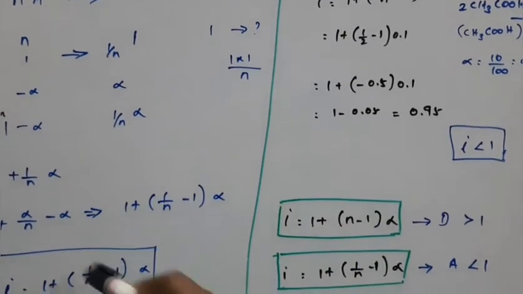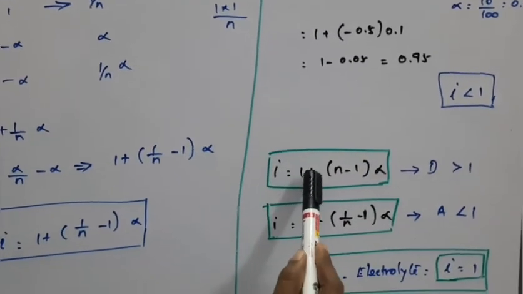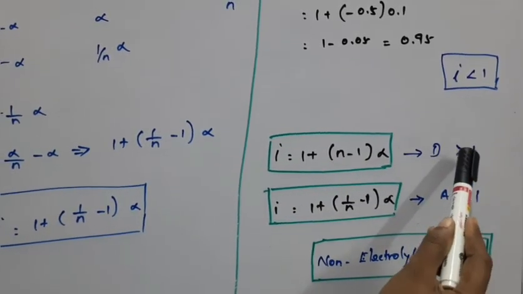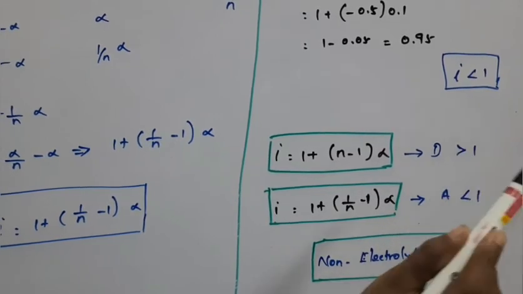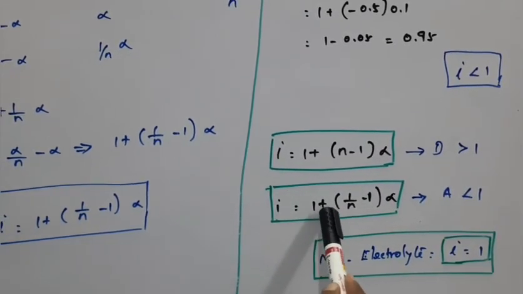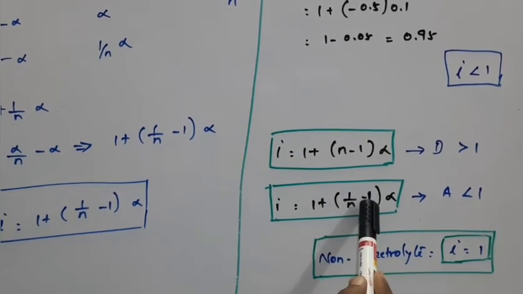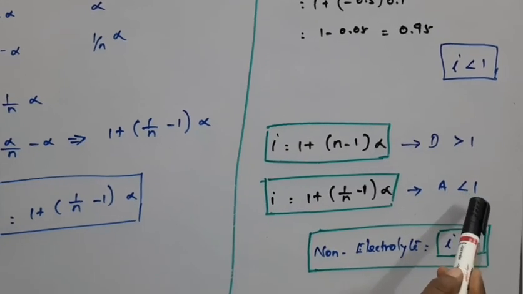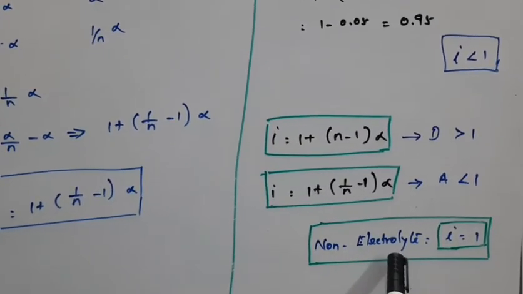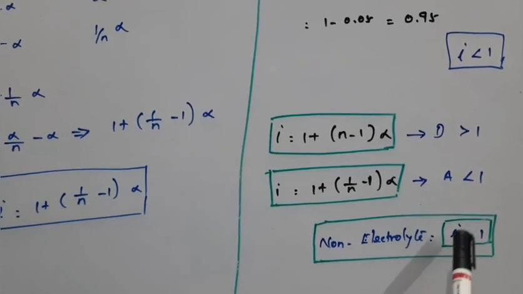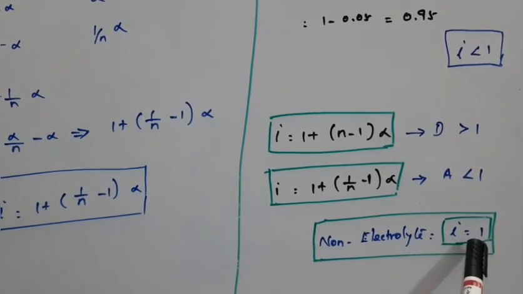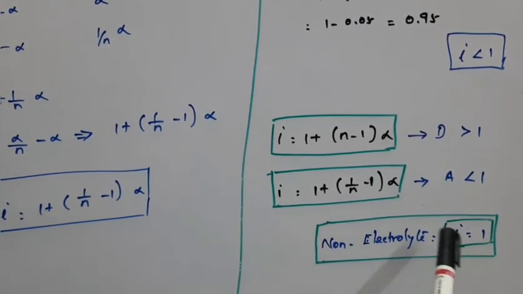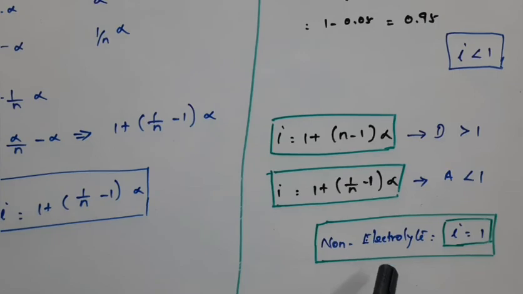Okay, so to sum up: i equal to 1 plus (n minus 1) into alpha for dissociation, where the i value becomes greater than 1. And i equal to 1 plus (1 by n minus 1) into alpha for association, where the i value becomes less than 1. Suppose non-electrolyte, the Van 't Hoff factor i equal to 1. Okay, so colligative properties are applicable only for dilute solutions.